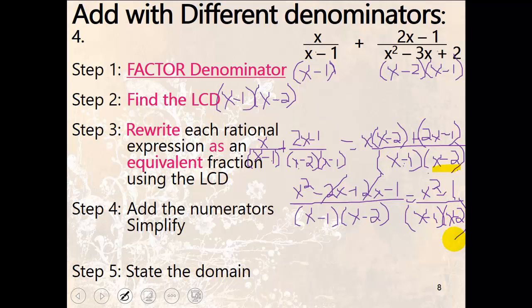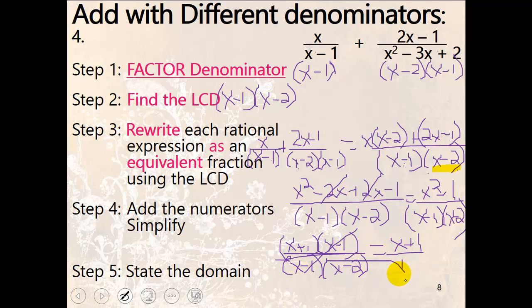Okay? And now I can factor this numerator. I'm not done simplifying yet. So I get x plus 1 times x minus 1 over x minus 1, x minus 2. And now I'm going to cancel. So now I get x plus 1 over x minus 2.